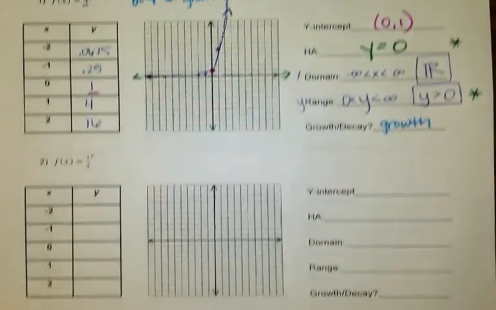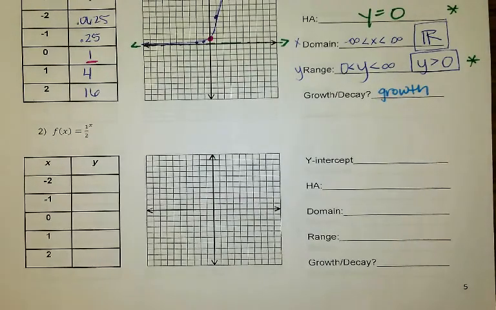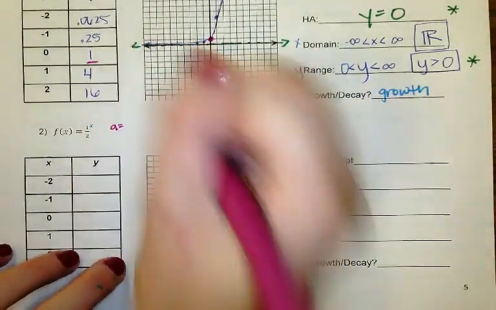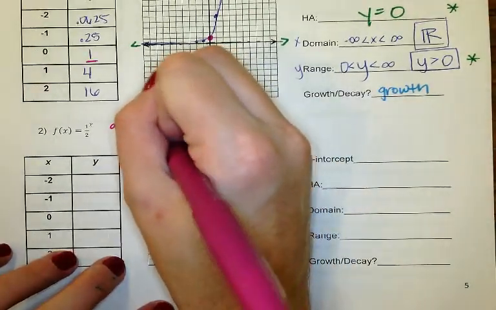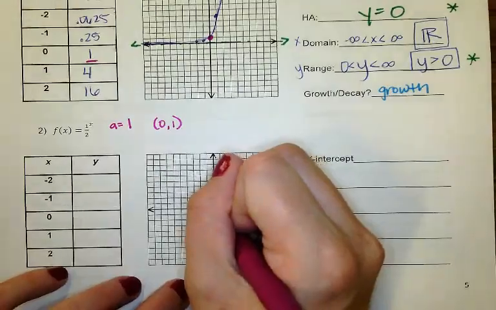We're going to do one more example here. Okay? So let's look at this. (1/2)^x. So what is my a value again? My a is equal to just 1. Okay? Which means that my y-intercept is going to be (0, 1). Alright? So we have a y-intercept of (0, 1). Do you guys feel good about that?